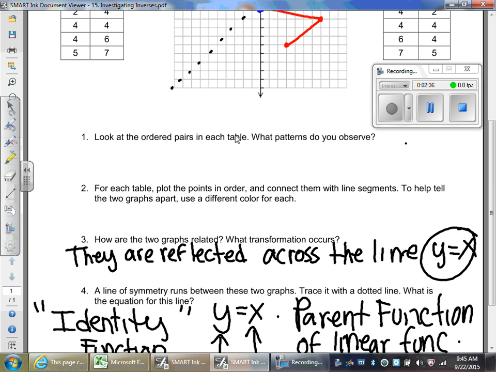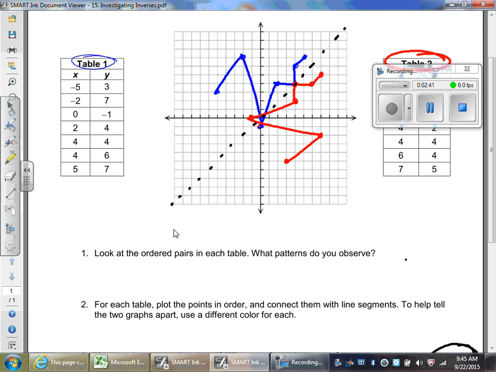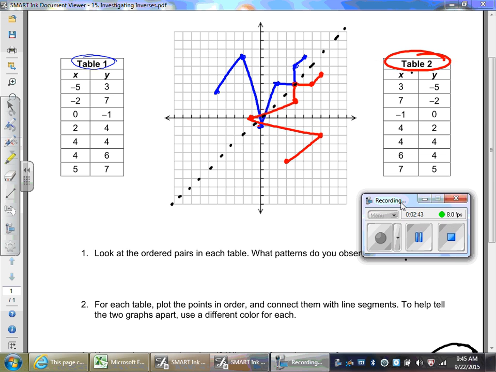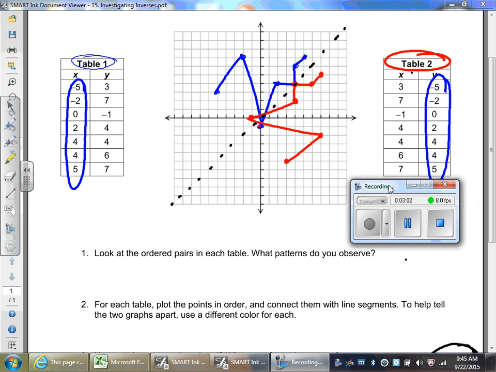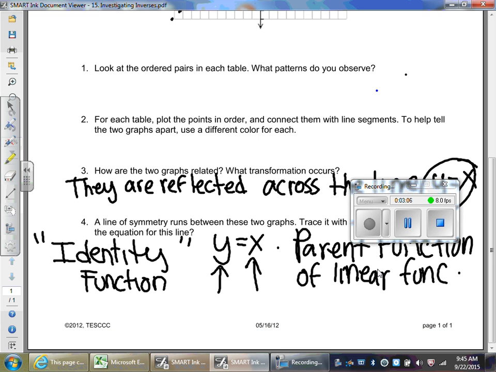Let's see if we can answer question number 1. So what patterns do you observe from the table? Table 1 x equals table 2 y and vice versa. Okay, very nice. So all the values that we have here for x are the y values in table 2, and vice versa. So I like that. So what we're going to say here is that you can write whatever you want in your own words, but I would also like to add the following.